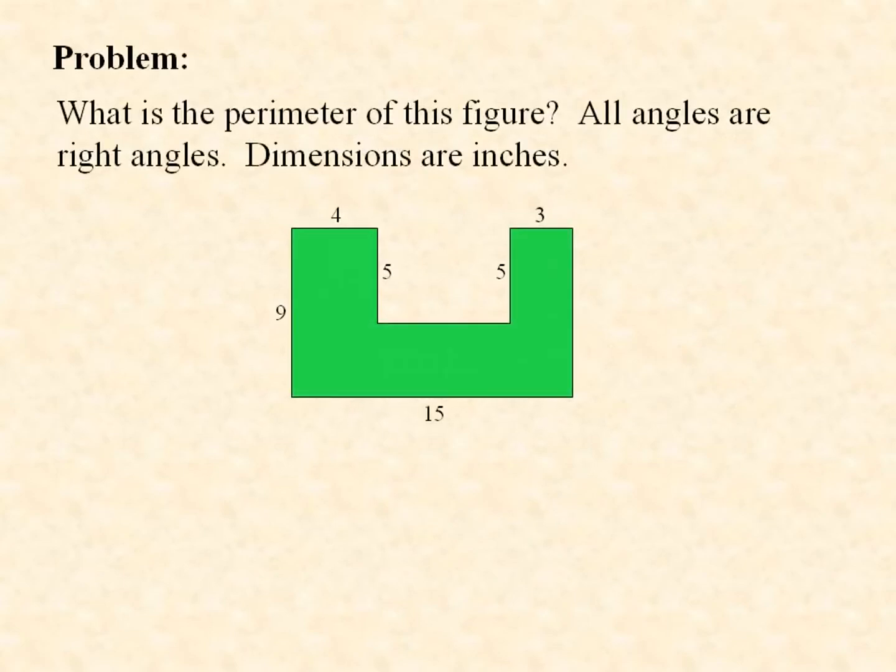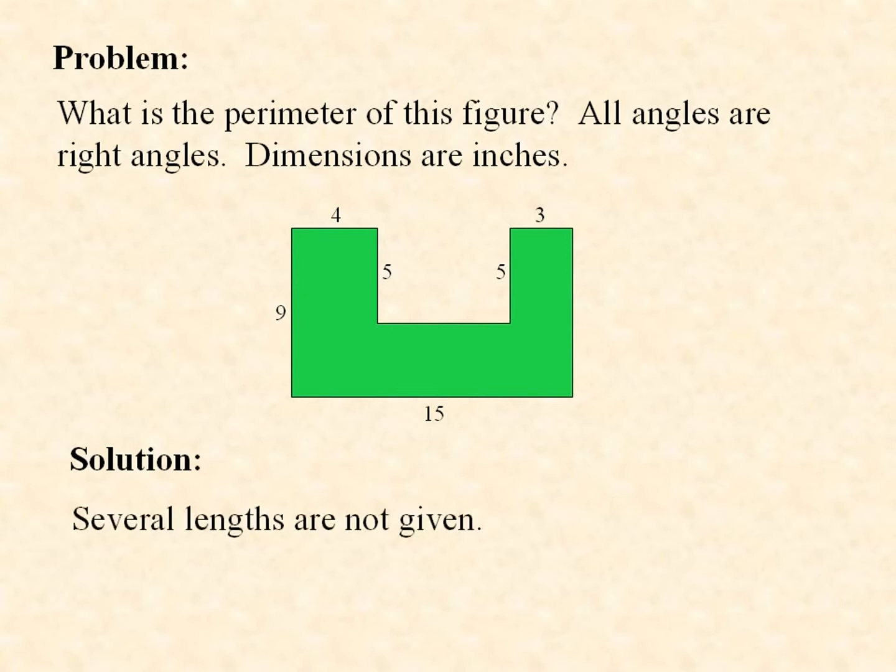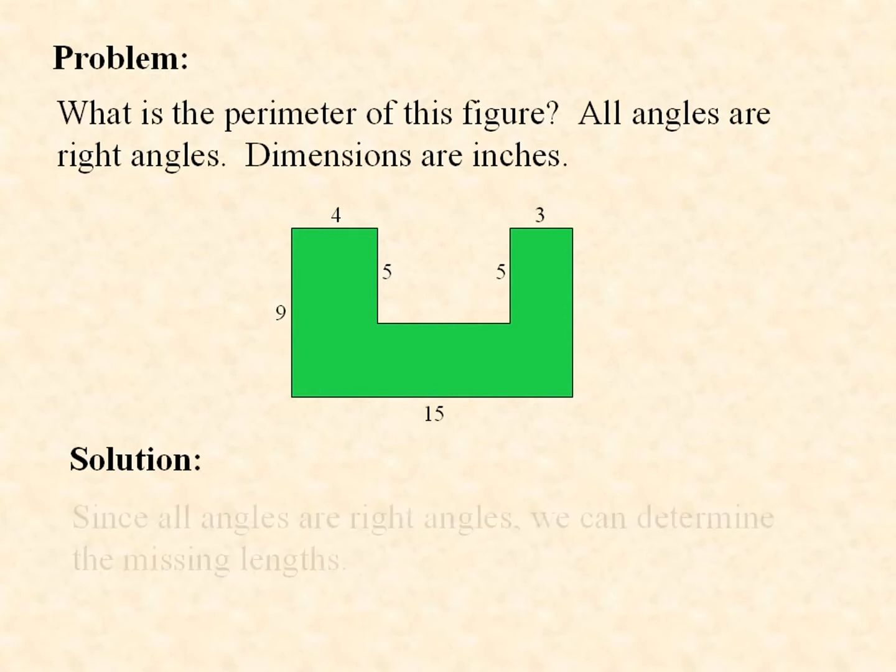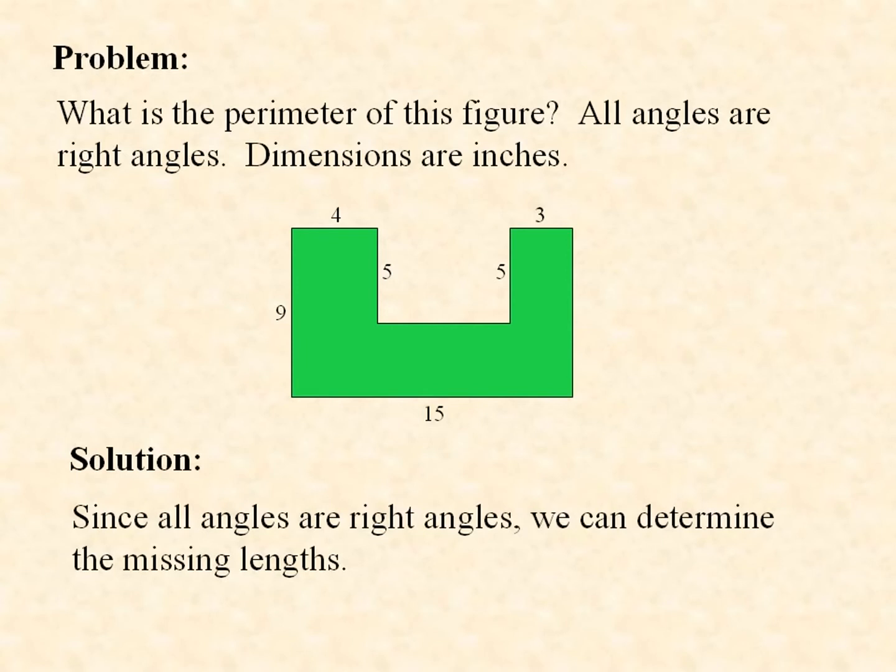Consider the following problem. What is the perimeter of this figure? All angles are right angles and the dimensions are inches. First, realize that not all lengths have been given. Since all angles are right angles, we could determine the missing lengths.